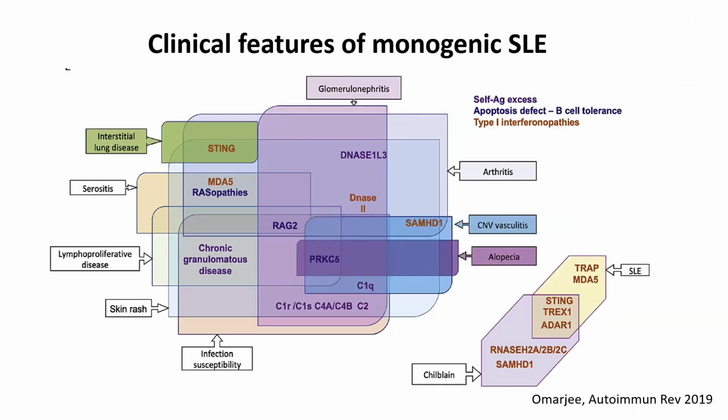heterogeneity in the pathogenesis of SLE also reflects the clinical features of this monogenic SLE, as for example, the apoptosis defects particularly present with renal disease, while interferon disturbances more commonly present with some CNS involvement in these patients.